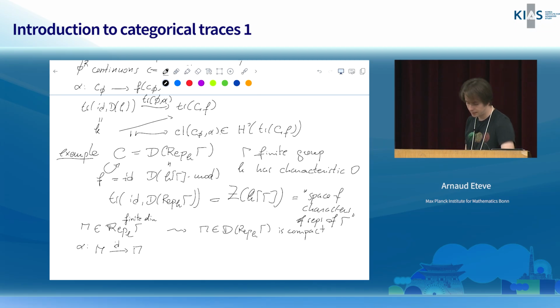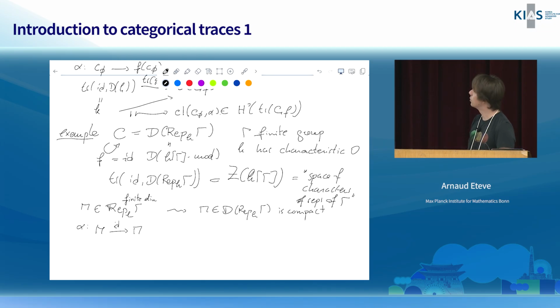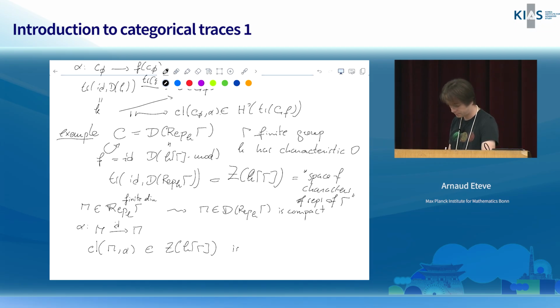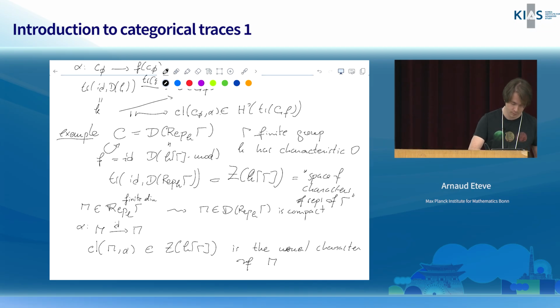Okay, and so it's a calculation that the class of M and alpha, for this alpha being the identity, in this center here is the usual character of M, viewed as a function on gamma. So, okay?